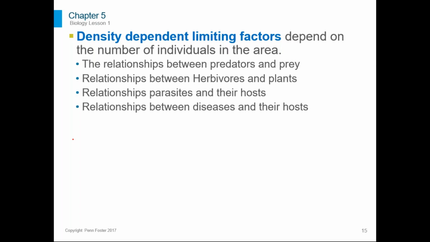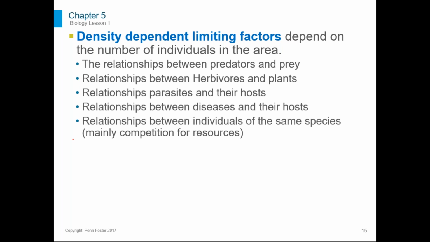Between parasites and their hosts, very similar. Between diseases and their hosts, very similar. And we've also got this one that's a little different, relationship between individuals of the same species, which is mainly competition for resources or possibly competition for mates.